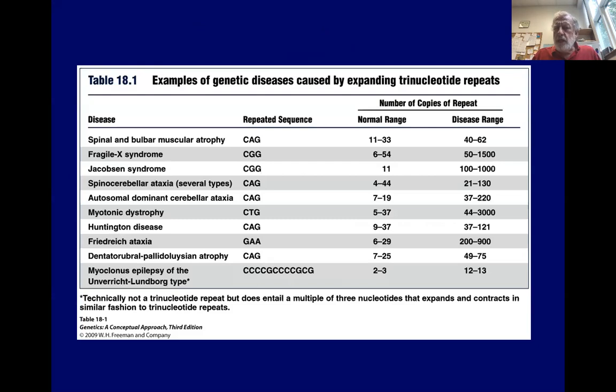This shows that Huntington's isn't the only genetic disease caused by trinucleotide repeats, though. Several others, like Fragile X syndrome, we'll talk about later. The normal range is 6 to 54 CGG repeats, but people with 50 to 1500 have that disorder, and there we can see Huntington's towards the bottom there. CAG 9 to 37 is normal, 37 to 121 is in the disease range.